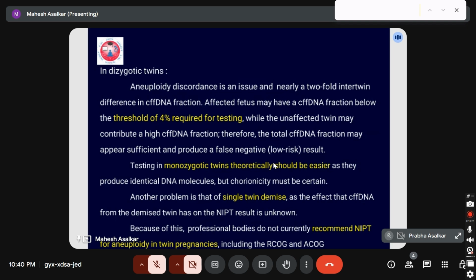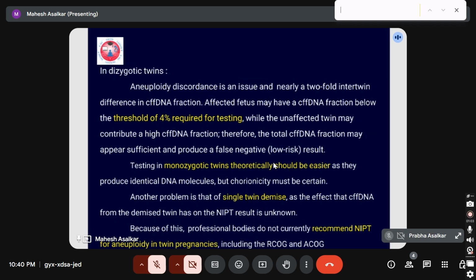See what happens: the minimum fraction required for the test to be carried out is 4%. And when you have dizygotic twins, in that particular case there may be one fetus which is affected, the other fetus is normal.